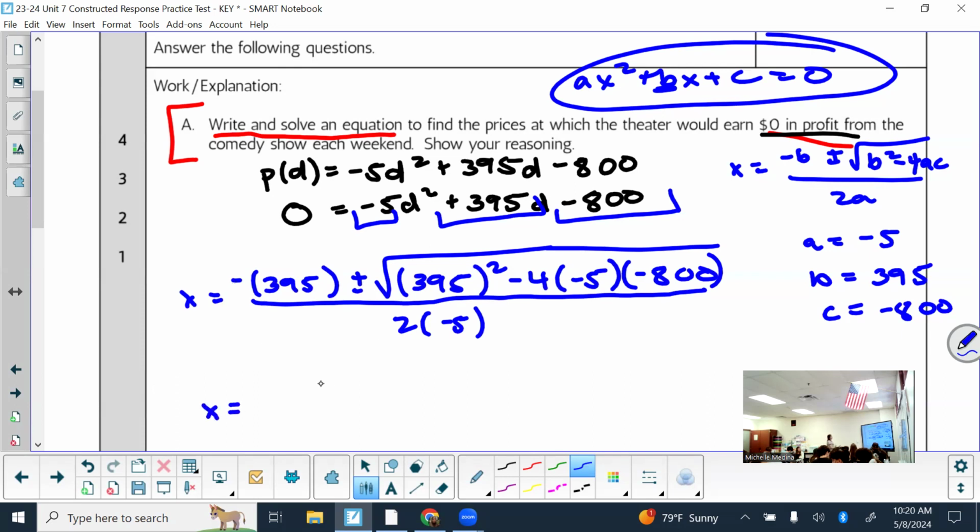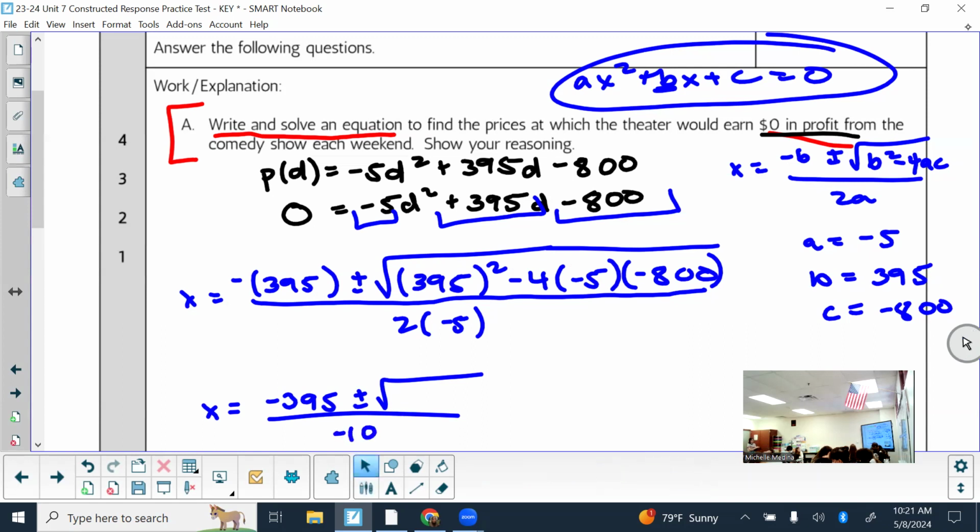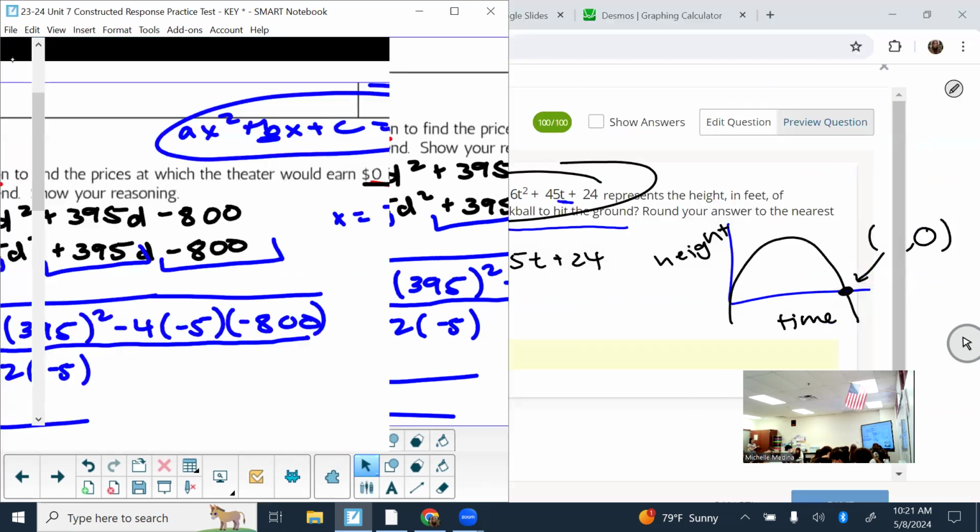Some of it I'll usually simplify before putting in my calculator, although you could put all of this in your calculator if you want. But it becomes negative 395 plus or minus, and I would put whatever's under the square root in the calculator. I wouldn't even try simplifying that myself. And then for the denominator, 2 times negative 5 is negative 10.